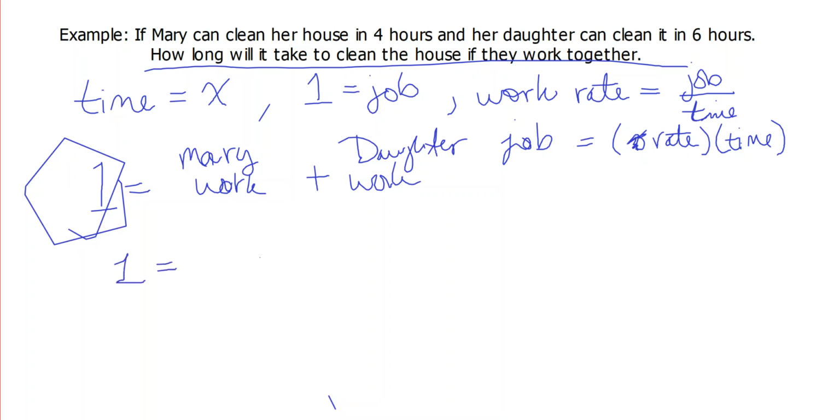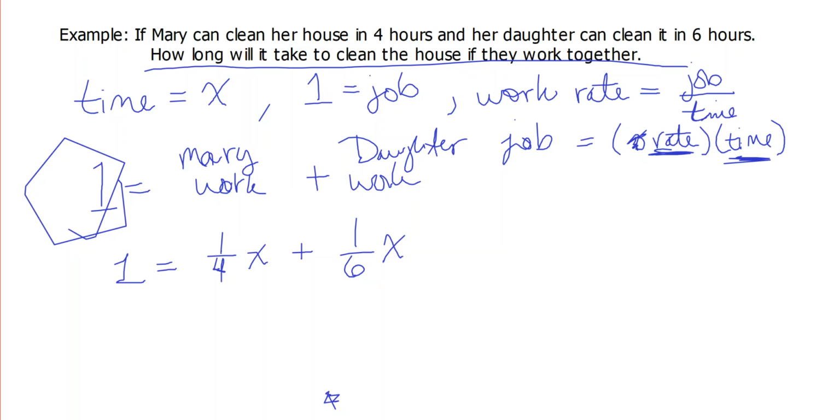Well, the time she's going to spend working for that job is going to be X times her rate of completion. So in time X, she's going to complete a quarter of her work because it will take 4 hours. If X were 4 hours, she should be done, right? And then we're going to do the same thing for her daughter. Her daughter is able to do 1/6, so that if X were 6, she would be done. Get the idea? But together, they're going to contribute this much.